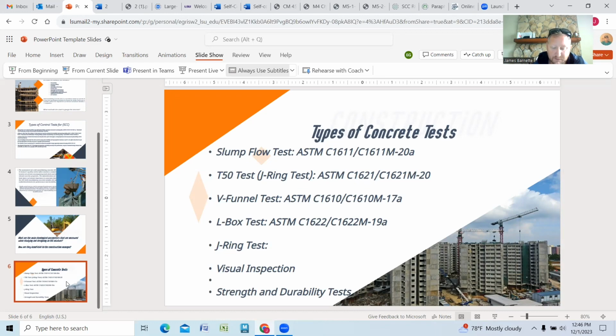The visual inspection plays a crucial role in ensuring quality control. The evaluation of SCC should encompass an examination of its visual characteristics, such as the identification of segregation, honeycombing, or any other observable flaws.